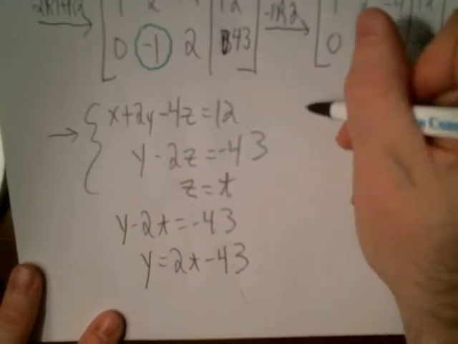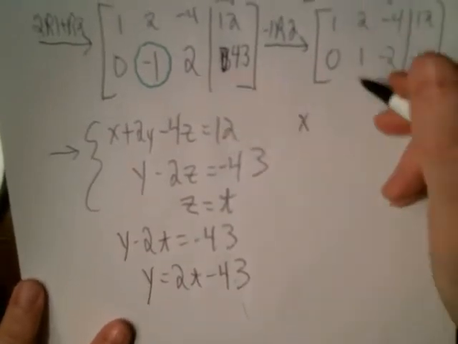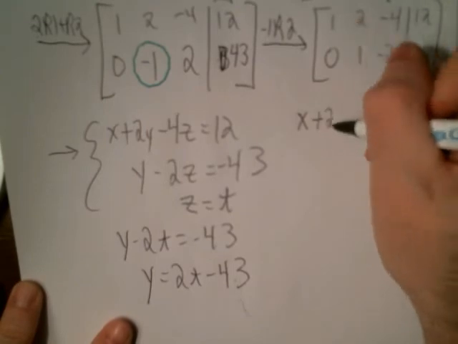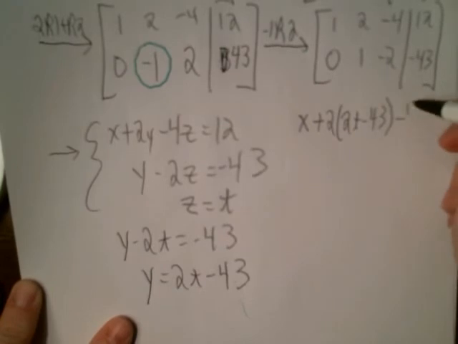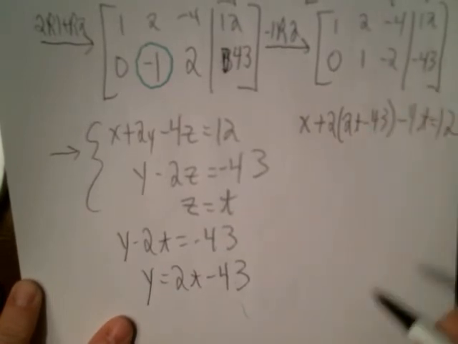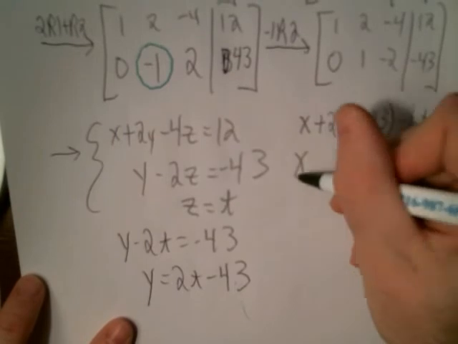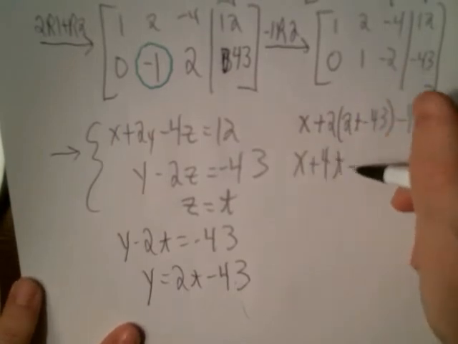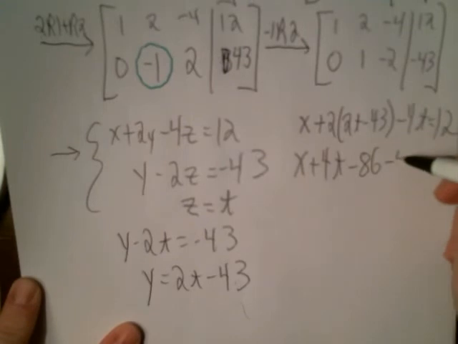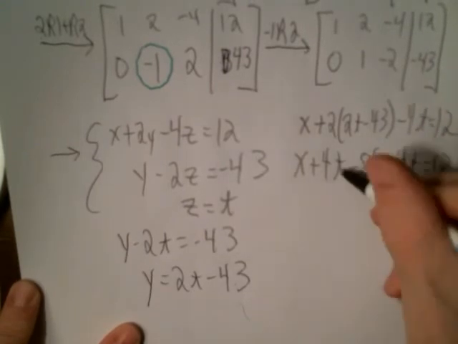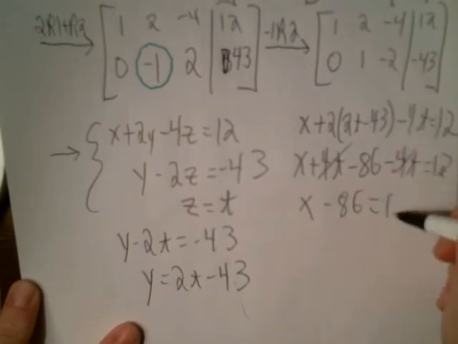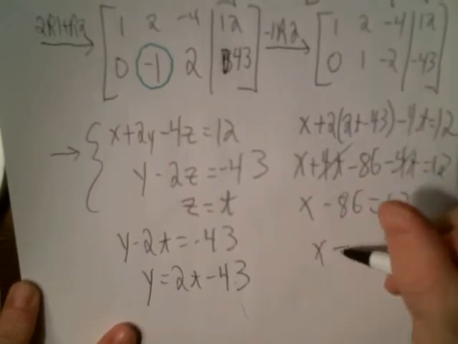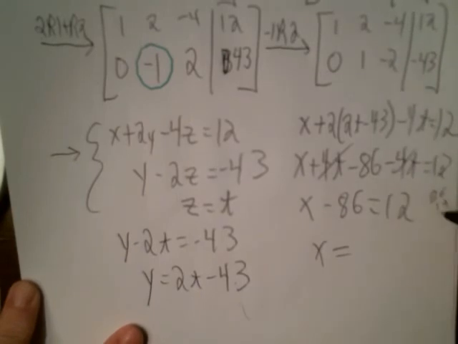And then back substitute all of this into the original first equation. So x plus 2 times y, which is now 2t minus 43, minus 4 times z, which is t. So I get x plus 4t minus 86 minus 4t equals 12. The 4t's cancel. I have x minus 86 equals 12. So we'll get a nice solution for x. x equals 86 plus 12, which is 98.